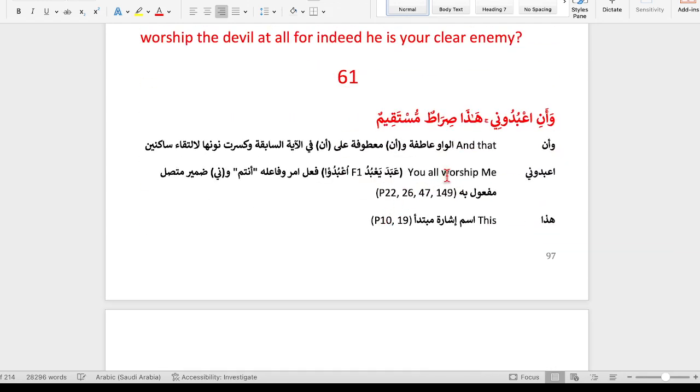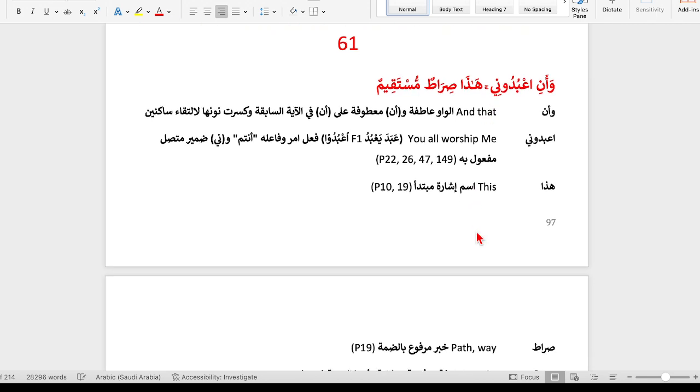So the verb that we have is ubudu. Just like udkhulu is ubudu. Abada yabudu ubudu. You worship, you all worship, because it's coming for anta. This ubudu comes from antum. So fi'lu amrin wa fa'iluhu antum.